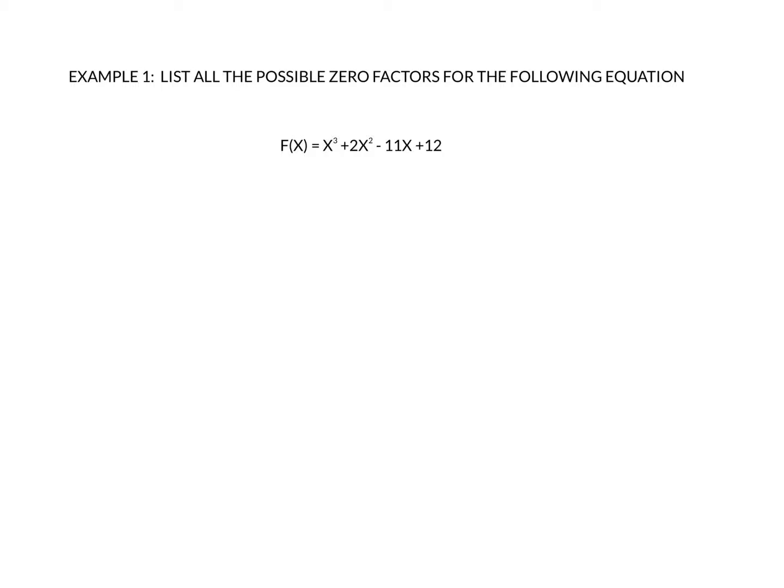Okay, so it said p over q, where p, remember, is the definition of all the factors of the back. So p is the factors of the back. So again, we're looking at 12. So all the factors of 12. So it would be plus or minus 1, plus or minus 2.